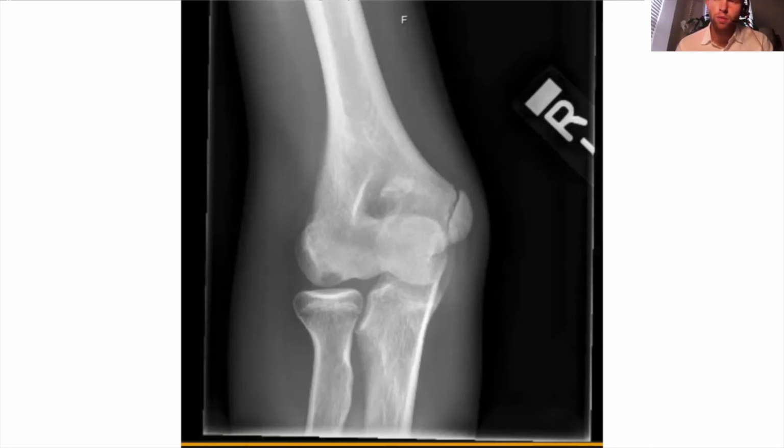The capitellum ought to be a well-ossified structure with a consistent texture throughout. This here is pathognomonic for an osteochondritis dissecans lesion in its most typical spot on the elbow. And the takeaway point from this is to look on an elbow in this spot specifically when you have a clinical suspicion for osteochondritis dissecans.